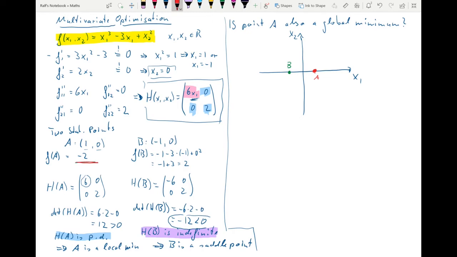So we now basically need to check whether anywhere in the domain the function value will drop below -2. Because if that was the case, point A would not be a global minimum. So we're now going to figure out, for starters, how does the function behave if we move along this direction in the domain, or along this direction, or perhaps along this direction.